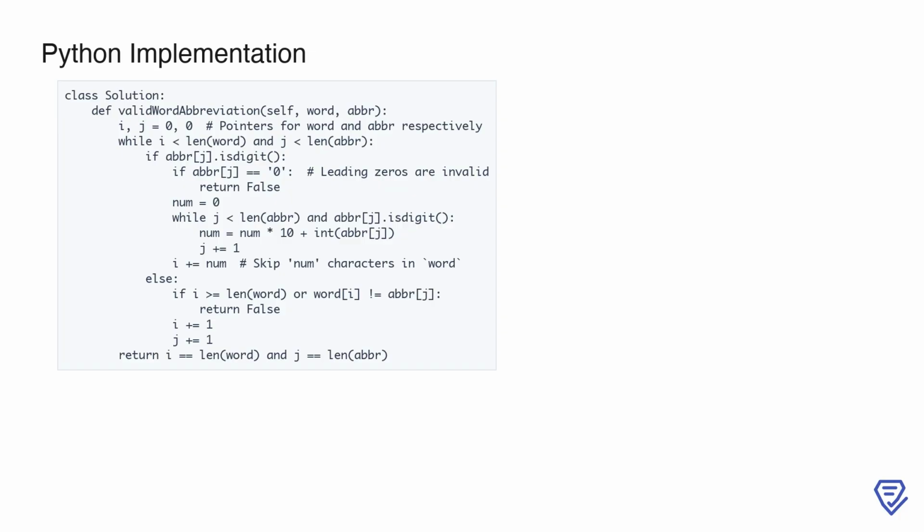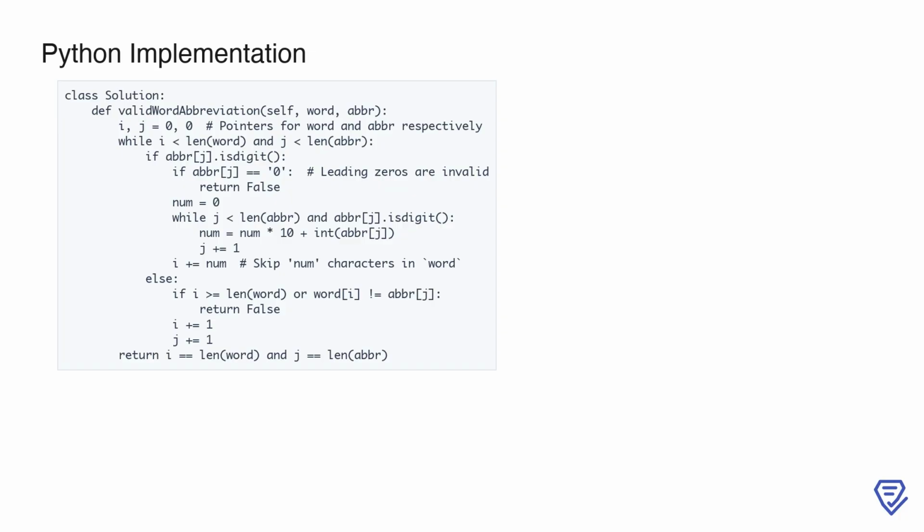If the current character in abbr is not a digit, we compare it directly with the current character in word. If they do not match, the abbreviation is invalid, and we return false. Otherwise, we increment both pointers to continue the comparison. The loop continues until we have processed both strings completely. After the loop, the function checks whether both pointers have reached the end of their respective strings. If either pointer has not, the abbreviation is invalid, and the function returns false. Otherwise, it returns true.